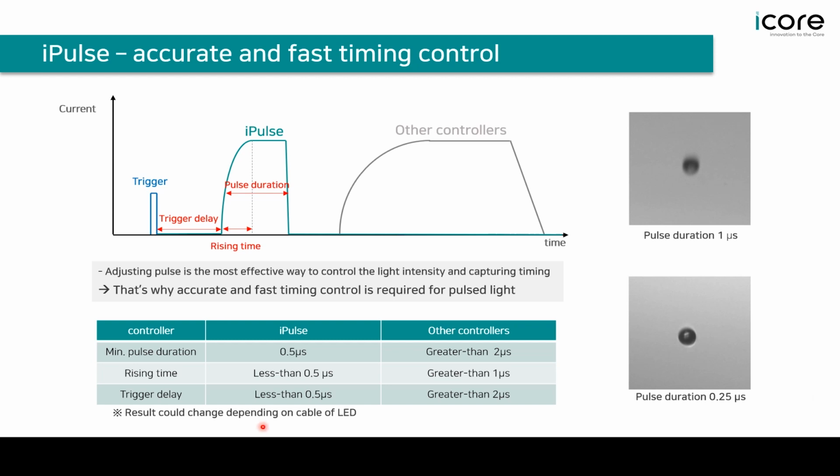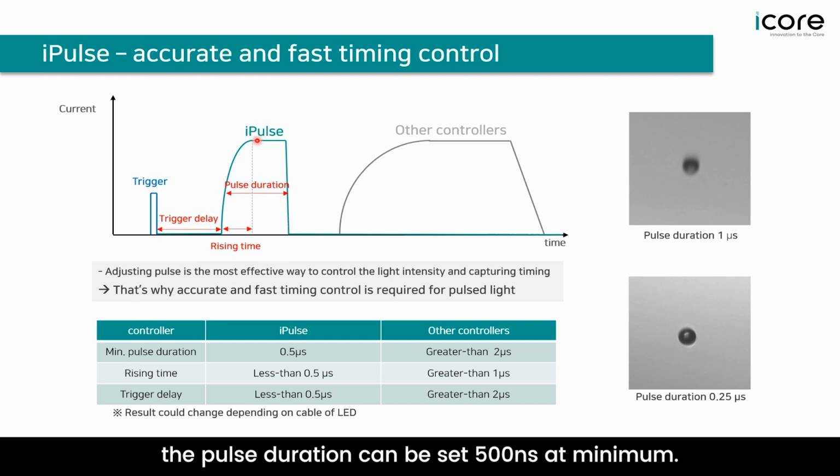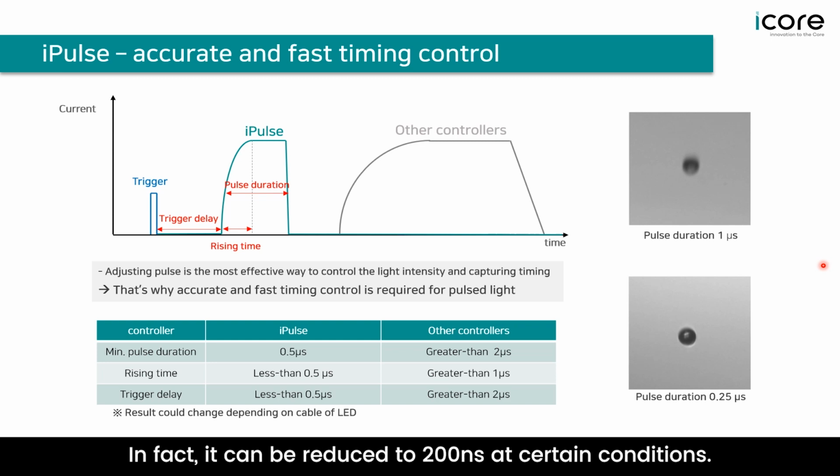First, the pulse duration can be set 500 nanoseconds at minimum. In fact, it can be reduced to 200 nanoseconds at certain conditions. It is such a great benefit if you want to freeze the image.